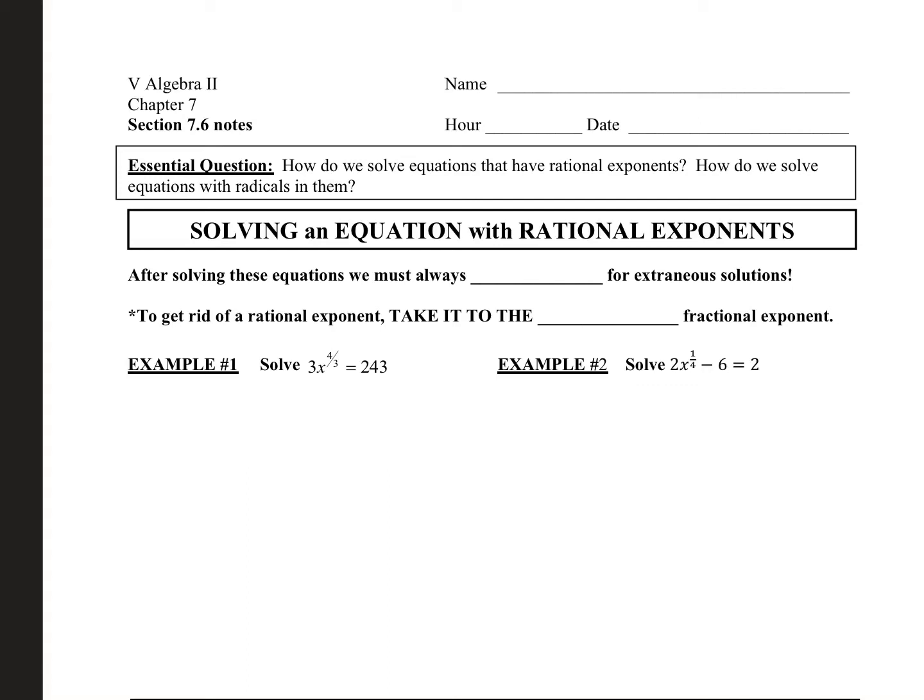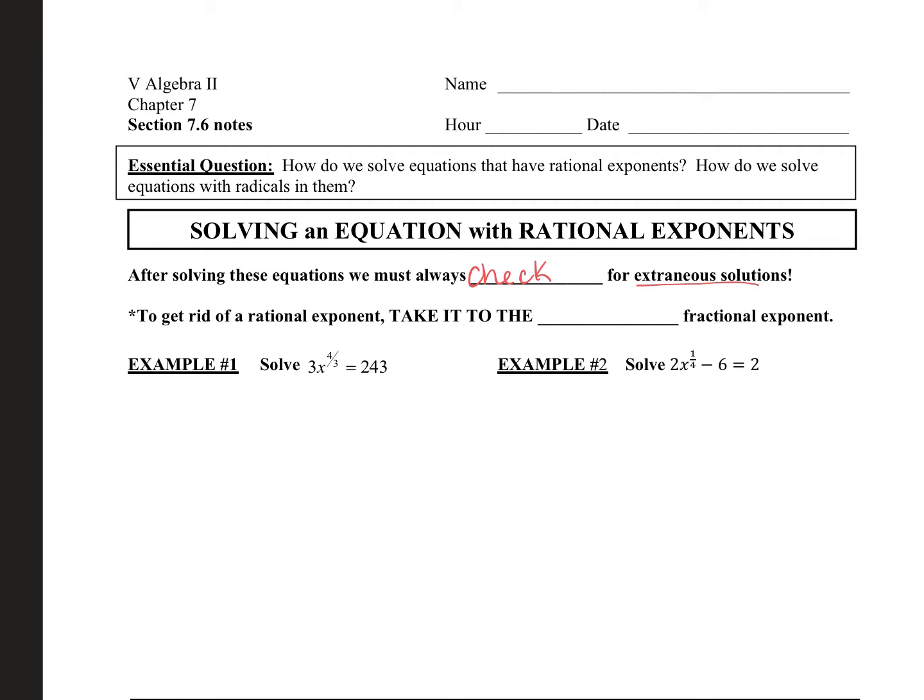Hello, Algebra 2 students. In this section, we're going to be talking about solving equations with rational exponents and also solving radical equations. Before we talk about that, there are a few things you need to know when solving these. One of the things we're going to need to do is check for extraneous solutions. After solving these equations, we must always check for extraneous solutions, and we'll talk about what that means in just a minute.